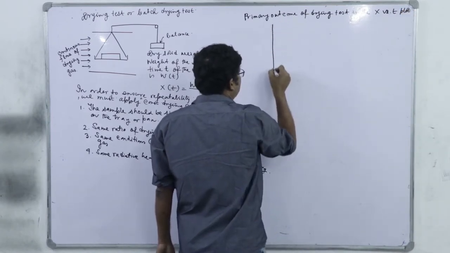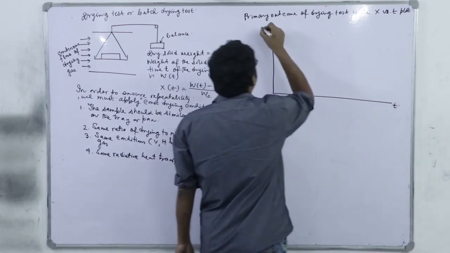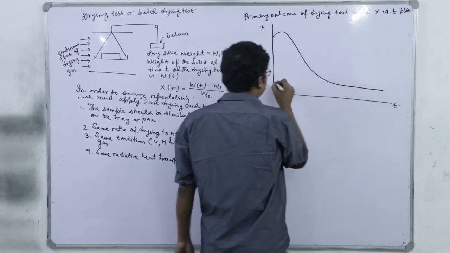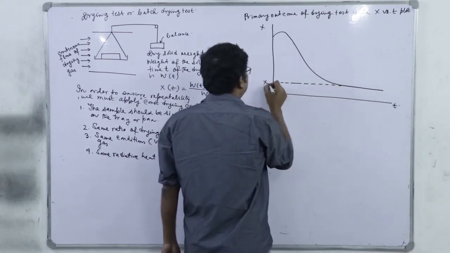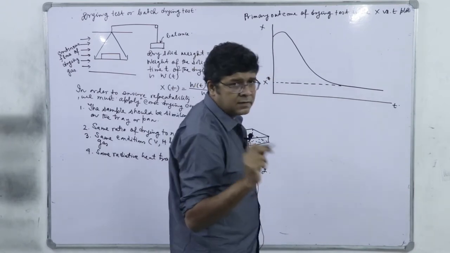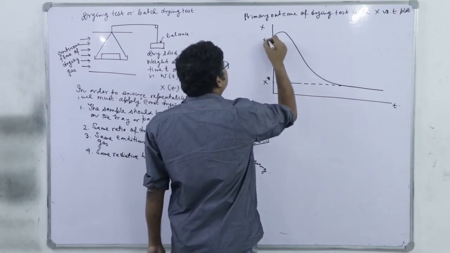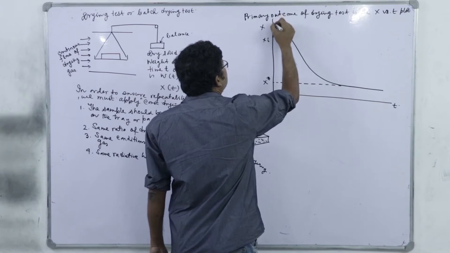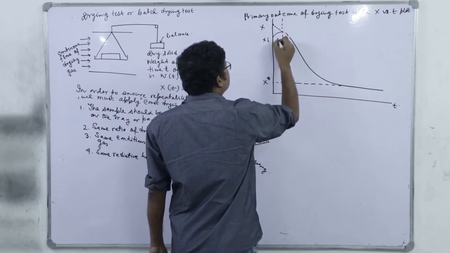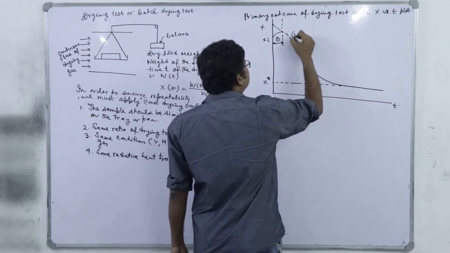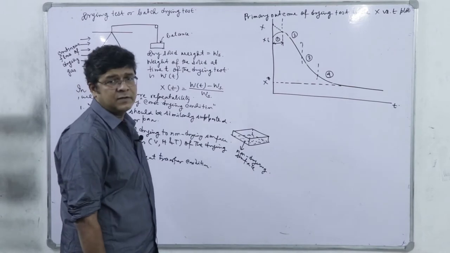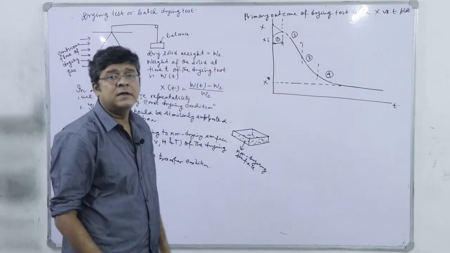So, how does it look? This is T, this is X. It looks like this, where this will be the initial moisture content XI, and this the equilibrium moisture content X star. It's not the final, it is the equilibrium moisture content. Initially we can have either this sort of plot or this sort of plot. So, this is regime 1. Up to this, it is regime 2, then regime 3 and regime 4. What are the implications of the different regimes? We will explain, but not in this space of X versus T, but rather in a different phase space.